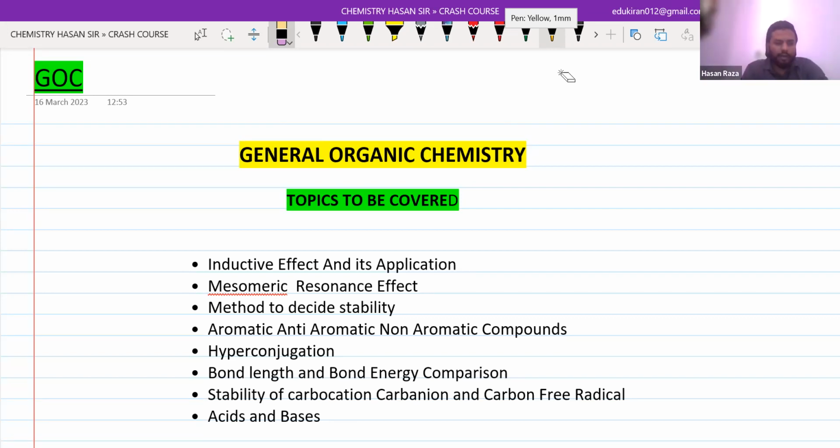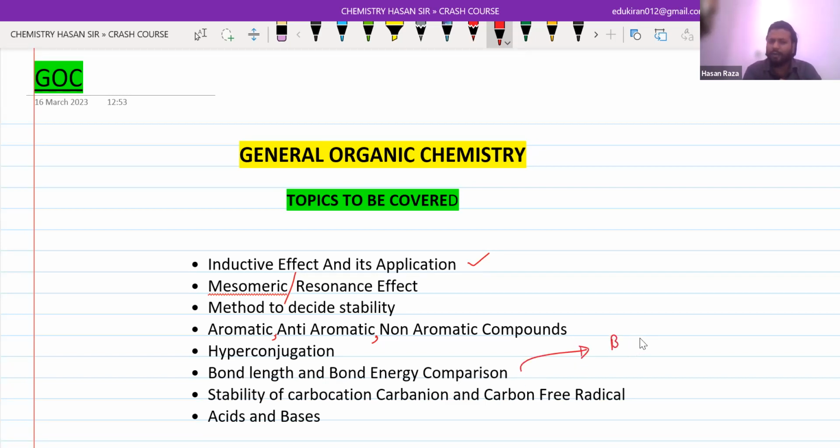So in this general organic chemistry, we are going to cover the topic inductive effect and its application, then mesomeric or resonance effect, then the method to decide which one is more stable and which one is less stable, then the most important aromatic, anti-aromatic and non-aromatic compounds, then hyperconjugation, then we will talk about bond length and bond energy.